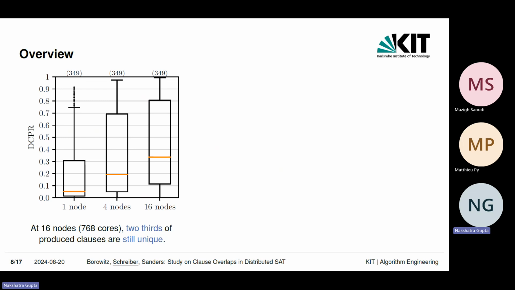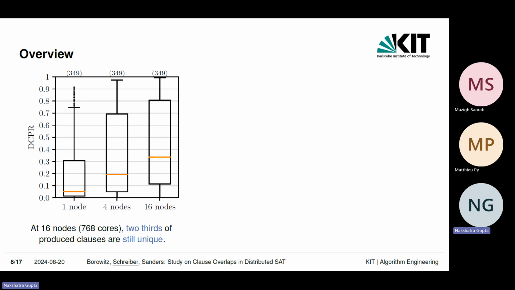So let's take a look at the results. What is the main takeaway for this study? So first of all, an overview. How large is our duplicate clause production ratio between 0 and 1 on one node, on 4 nodes, and on 16 nodes? What we can see is at one node, only around 5% of all clauses are duplicates. And at 16 nodes here, about 35% of all clauses are duplicates here.